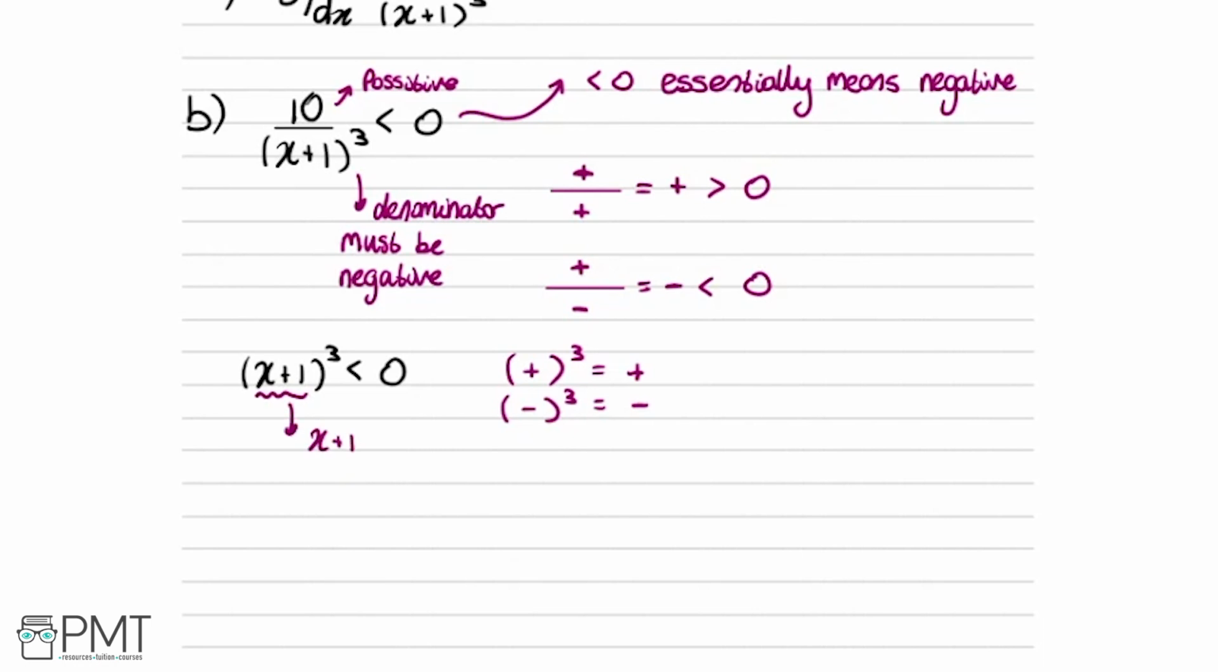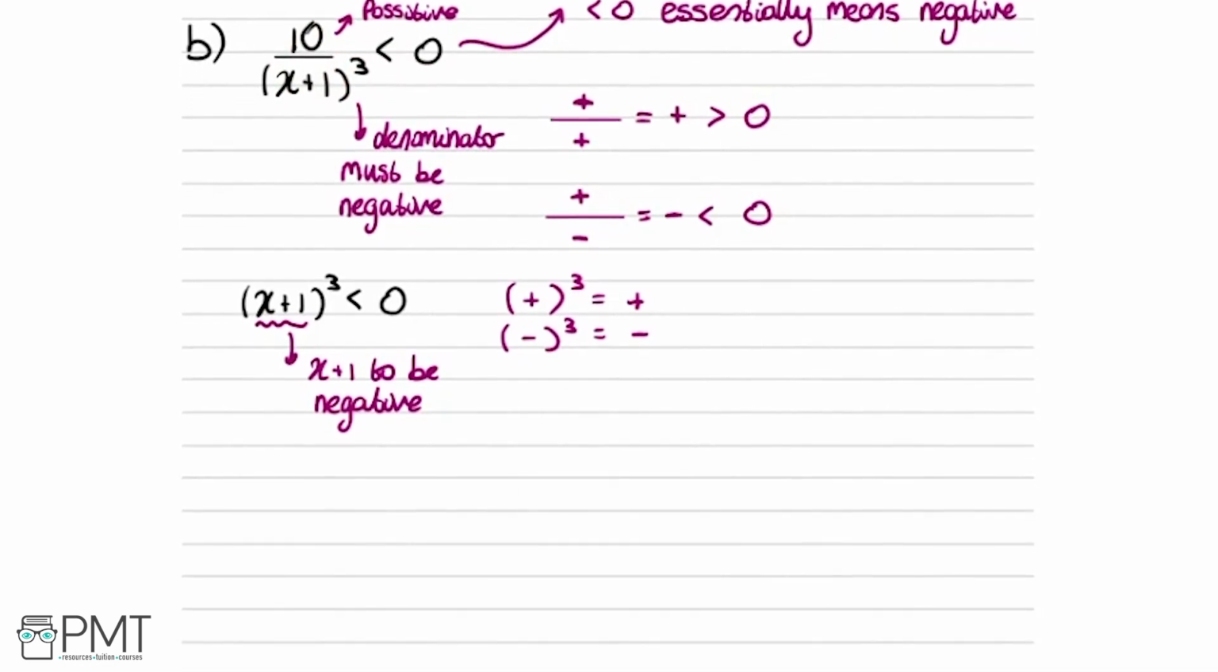x plus 1 should be negative in order for x plus 1 to the power of 3 to be negative, in order for 10 over x plus 1 to the power of 3 to be negative, or as it's saying here, less than 0. So writing this out in a clearer way, we've got x plus 1 needs to be less than 0. So if we take away 1 both sides, we get x is less than minus 1. And that is the answer.